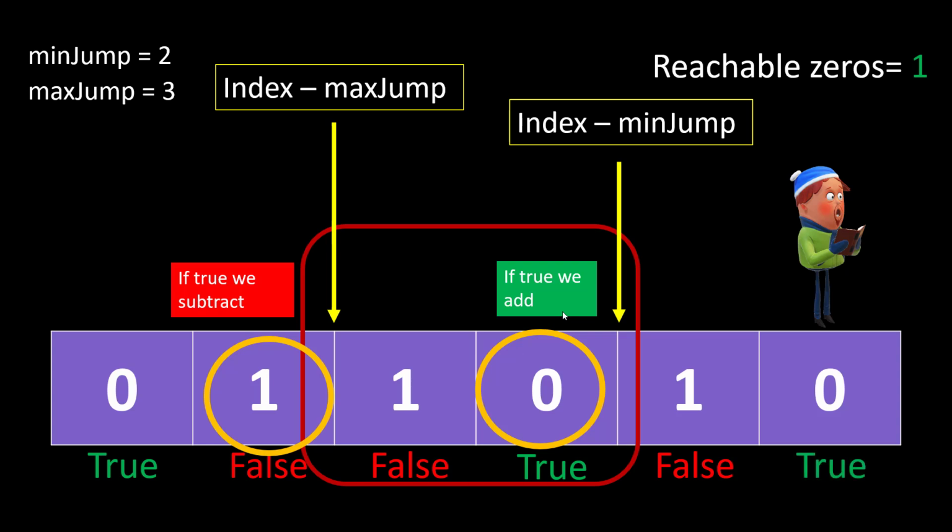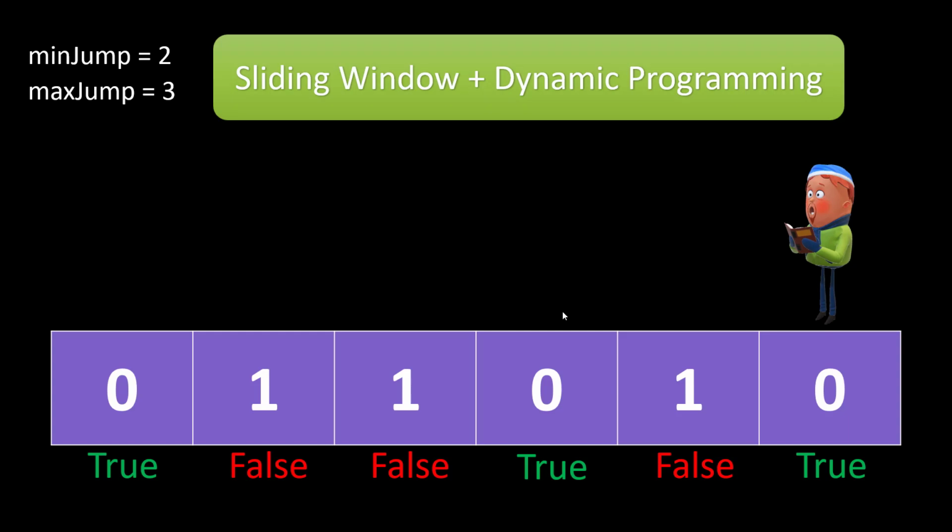See how we are using the intermediate results of true and false, whether we can reach that particular index or not. As we need to return whether we are able to reach the last index, we can simply return the last value, which is true in this case. So what all techniques are we using over here? We are basically using sliding window plus dynamic programming.